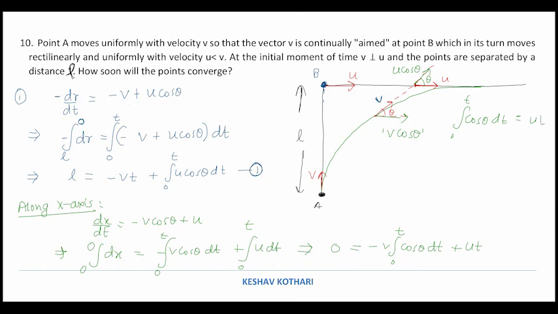If we put this in the first equation, we obtain the time t when they will meet, t equals vL upon v square minus u square. So this is the answer for this particular problem. With this we have come to an end for the question segment of kinematics.